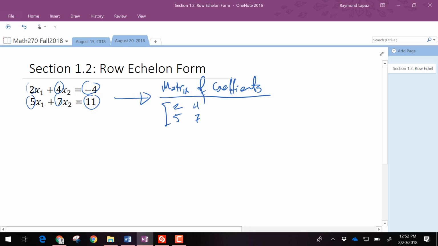And so we have 2, 4, 5, and 7. Now, that's the left-hand side, and then the right-hand side is kind of like a special attachment to this matrix. And we'll see what I mean by special attachment, maybe by the end of this class when we get to 1.3. We usually denote the attachment by a dotted line. Sometimes we don't use a dotted line at all and just consider the whole matrix, but sometimes we do. And so we have a matrix of coefficients with the right-hand side included. That's the augmented portion.